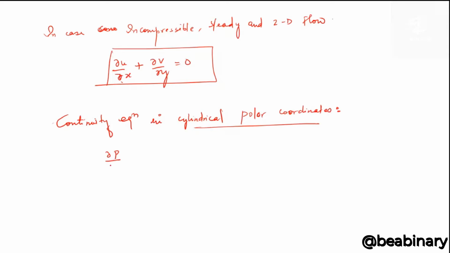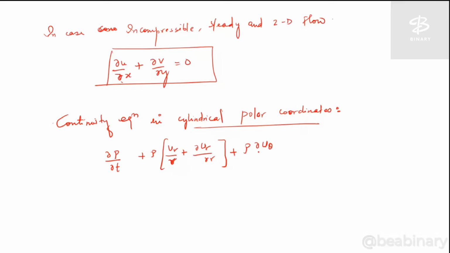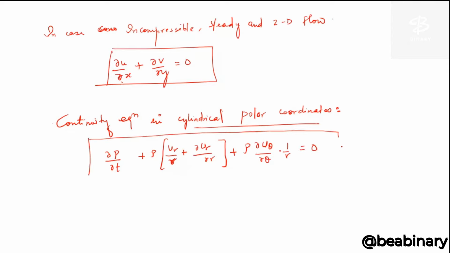∂ρ/∂t + ρ(u_r/r + ∂u_r/∂r) + ρ(1/r)(∂u_θ/∂θ) = 0. So this is my equation in the case of polar coordinates.